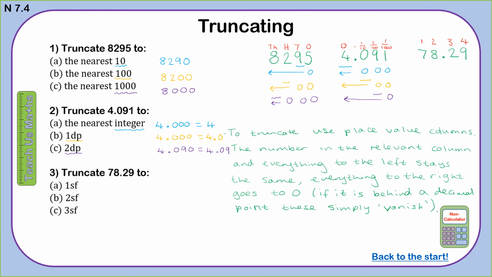Let's truncate to 1 significant figure first then. So for 1 significant figure, we need to look at the first significant figure. That column and everything to the left stays the same. Everything to the right goes to 0. So when I truncate 78.29 to 1 significant figure, I get 70.00, which I simply write as 70.